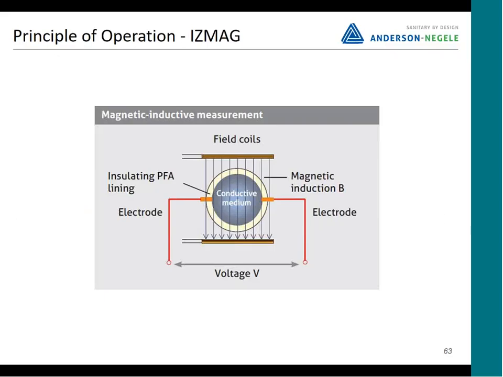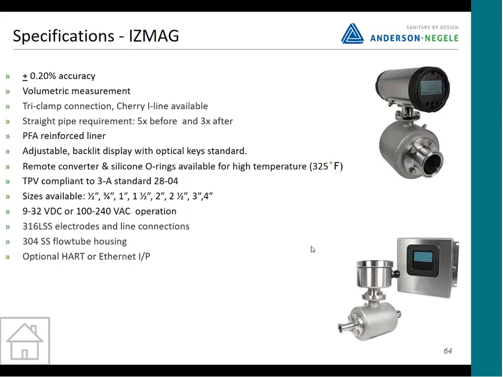Okay. The IZ mag works by creating a magnetic field across the flow tube. So there's coils on either side that create lines of flux across the tube. As a conductive medium moves through that magnetic field, it induces a voltage on the pickup probes, and then the circuitry interprets that voltage and can give us a signal that's proportional to the flow rate.